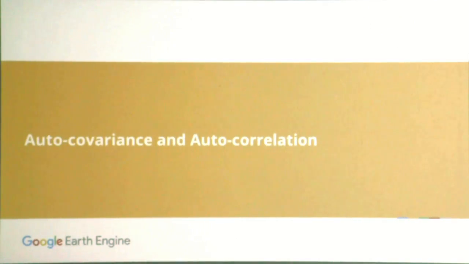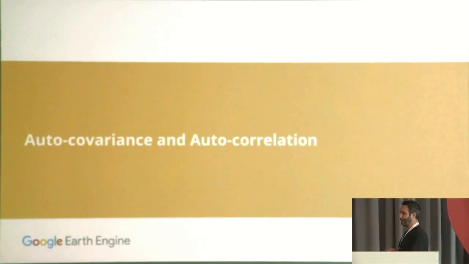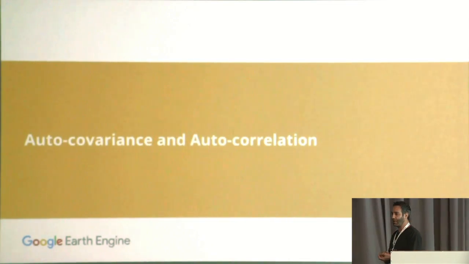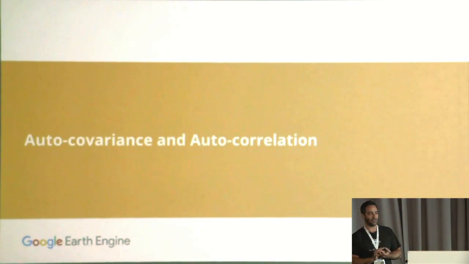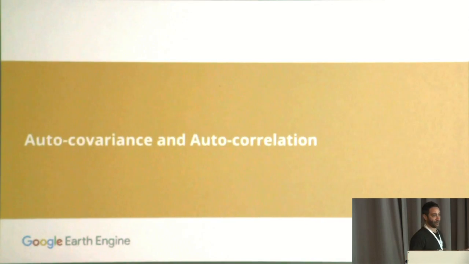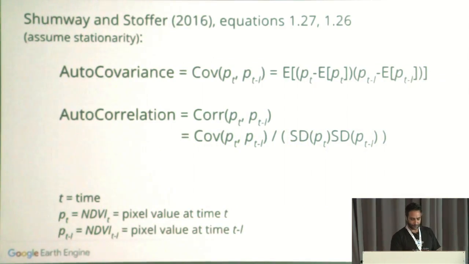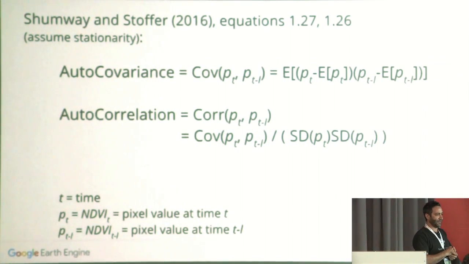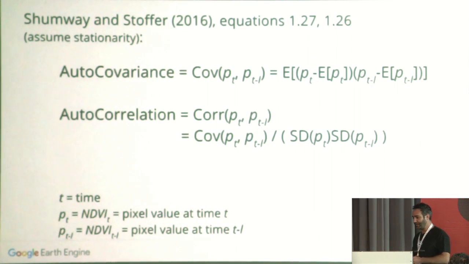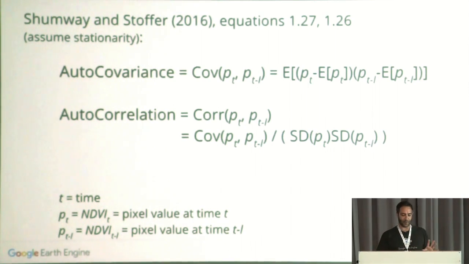Okay. Now, on to the fun stuff. What is the auto-covariance and autocorrelation of that time series, or any of the time series that we've computed or been talking about here? So first of all, let's define what that means. And we're assuming stationarity here, and that may or may not be a correct assumption. Use at your own risk.